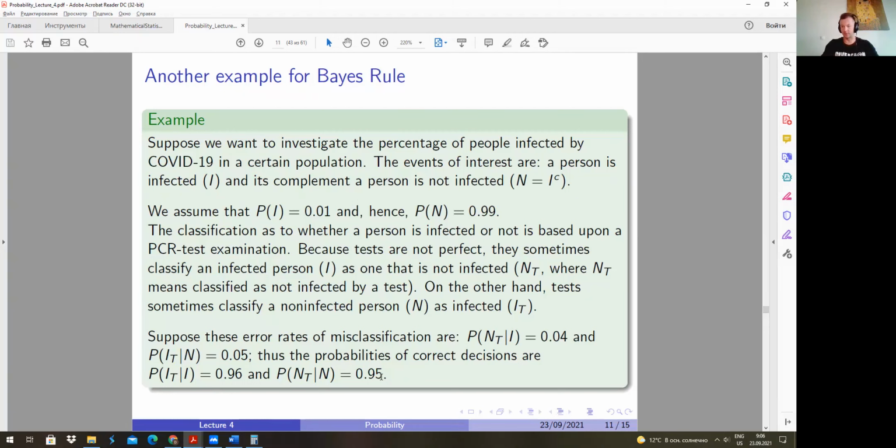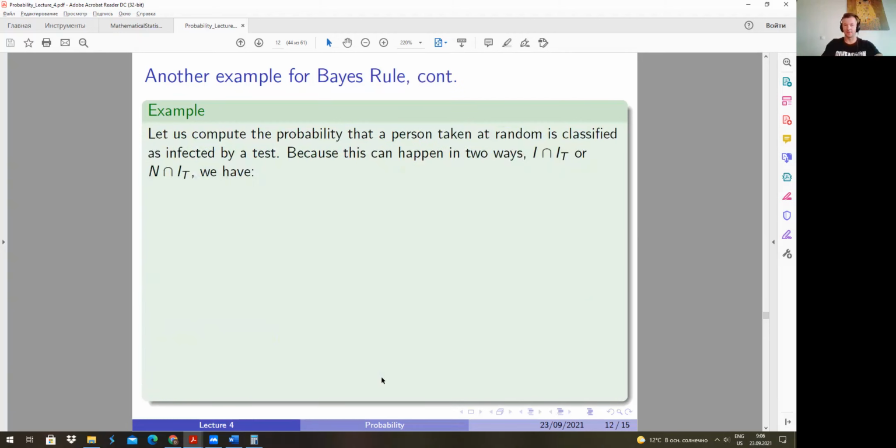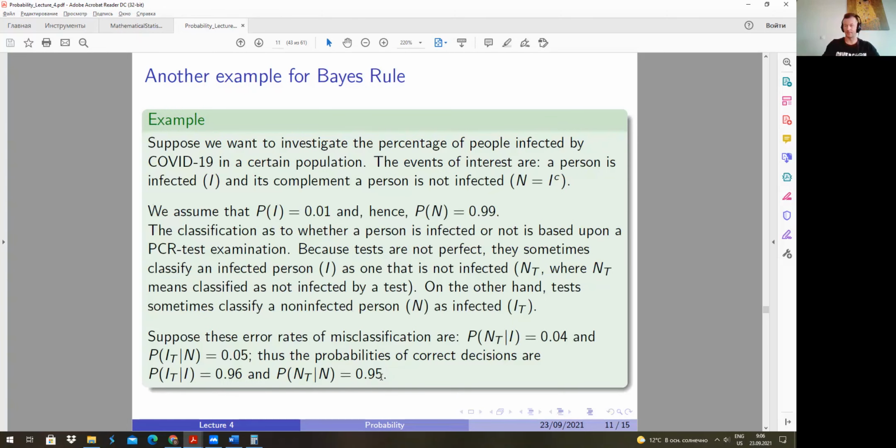So guess what we want to calculate? Calculate the probability that a person taken at random is classified as infected by a test. So what is the probability that a random person will be classified as infected?